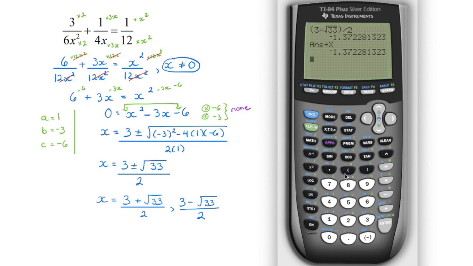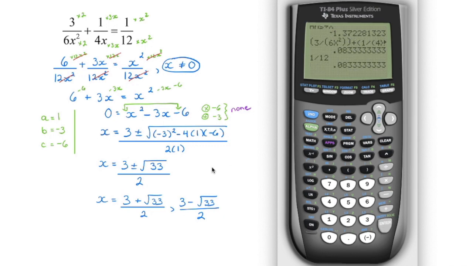And now we got to do this again. So we're going to bracket the first fraction, 3 divided by, bracket the denominator, 6x squared, close the bracket on the denominator, close the bracket on the first fraction, plus bracket your second fraction, 1 divided by, bracket the denominator, so we're going to have 4x, close the bracket on the denominator, close the bracket on that fraction, and we end up with again, and you can always double check if you can't remember, but that is equal to 1/12.